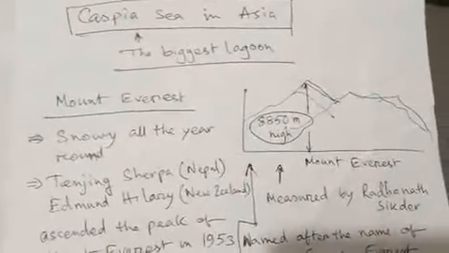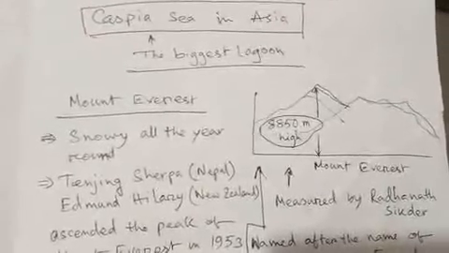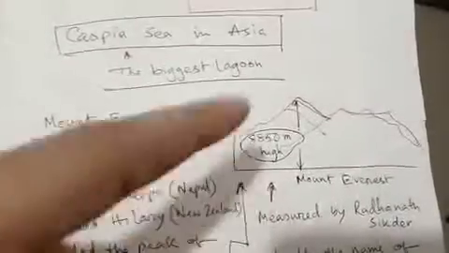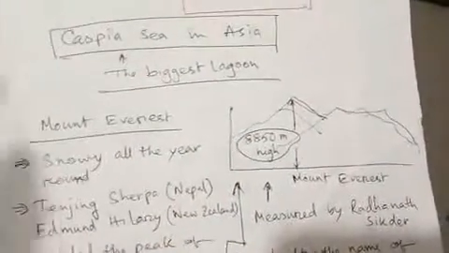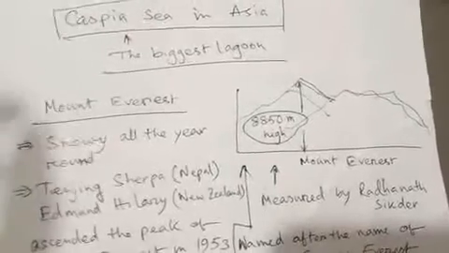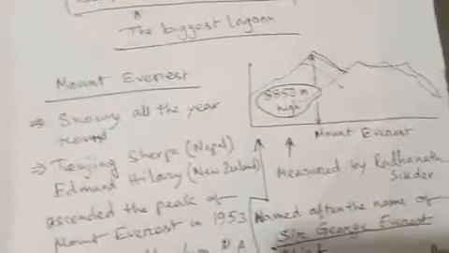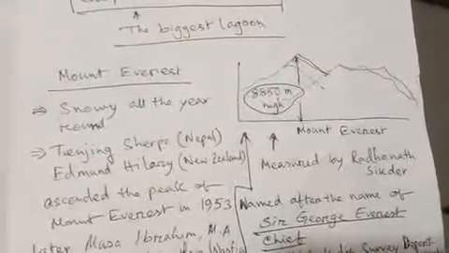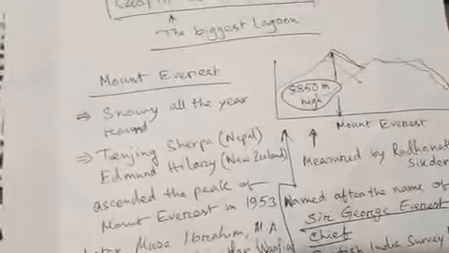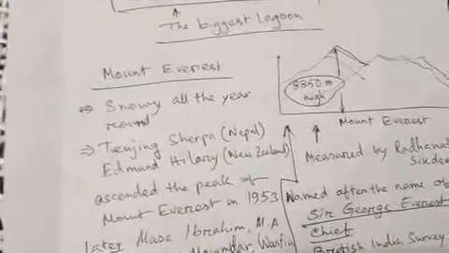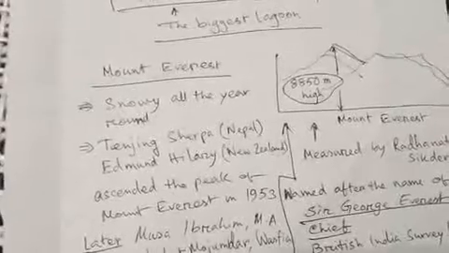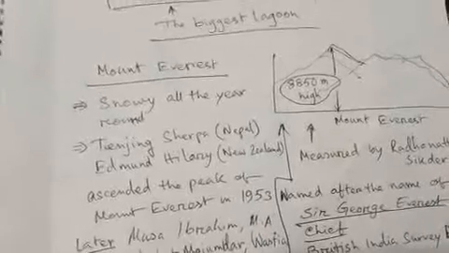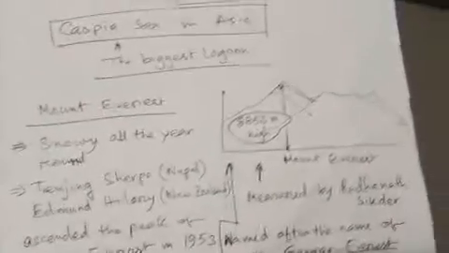Let's talk about who ascended the peak of the mountain. Tenzing Sherpa of Nepal and Edmund Hillary of New Zealand ascended, that is, climbed up the peak of Mount Everest in 1953. Later, Musa Ibrahim, M.A. Mohit, Nishat Mojumdar, and Wasfia Nazreen of Bangladesh also ascended this peak.